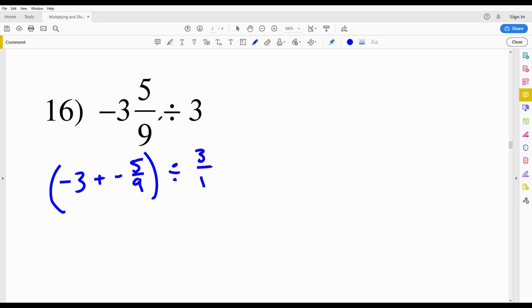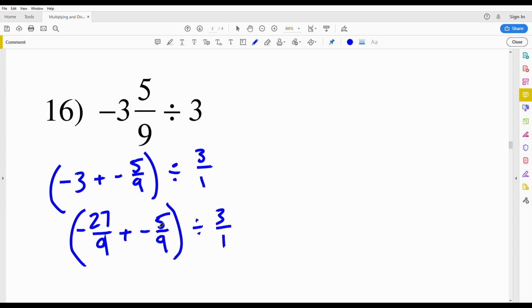So negative 3 and 5/9, finding that common denominator, it's 9. So what divided by 9 gives us 3? That's going to be 27. So we'll have a negative 27 over 9, because our 3 is negative, and we'll be adding that to negative 5 over 9. And again, we're dividing by 3, or 3 over 1. Negative 27 plus negative 5 is going to be a negative 32. So we have negative 32 over 9, and we're dividing that by 3 over 1.